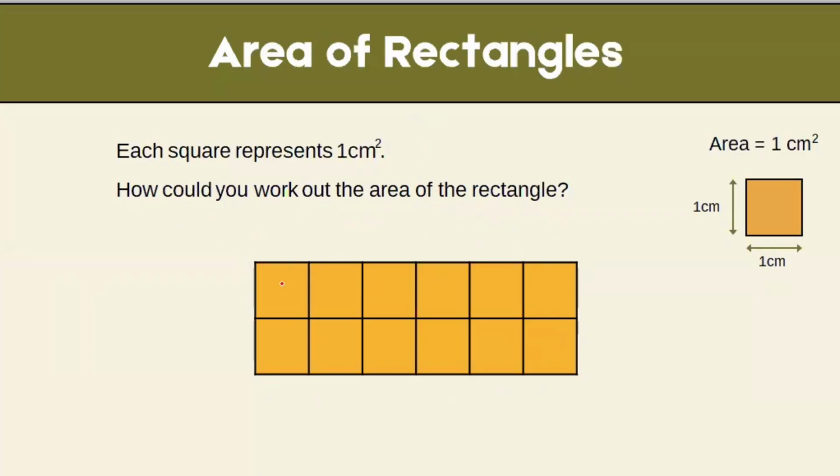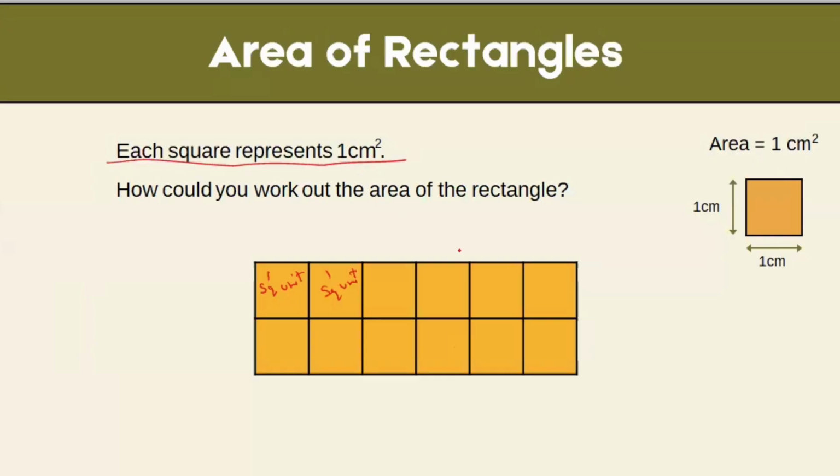This is a rectangle and it is made up of small square boxes. Each small square is called one square unit. This one is one square unit. This is also one square unit. So each small square inside a rectangle is one square unit. Each square represents one square unit. Here it is centimeter, so it is 1 centimeter squared.